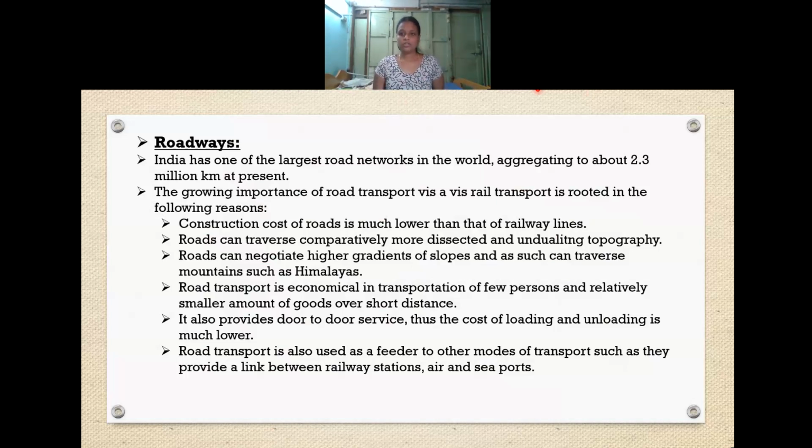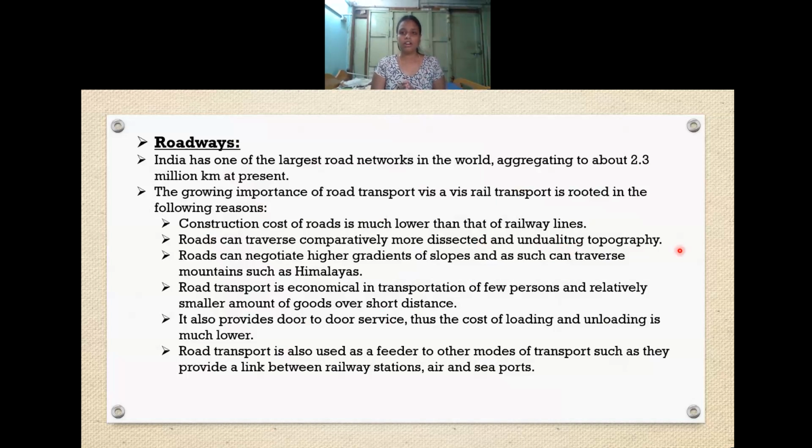Road transportation is growing more and more. In what way? What are the reasons behind why road transportation is growing in importance in our economy? First one is the construction of roads. The cost is very much lesser compared to railway lines. Roads can traverse more dissected and uneven topography.